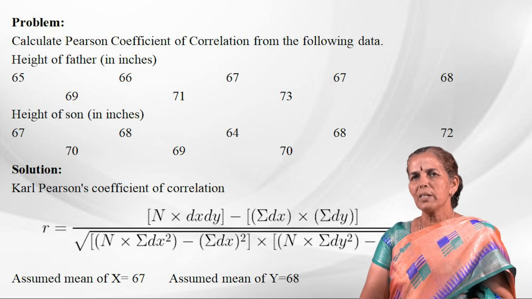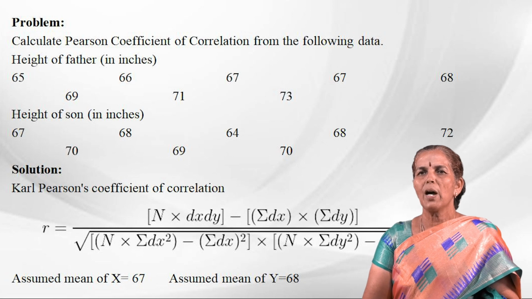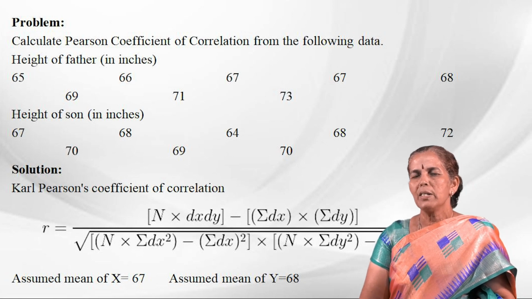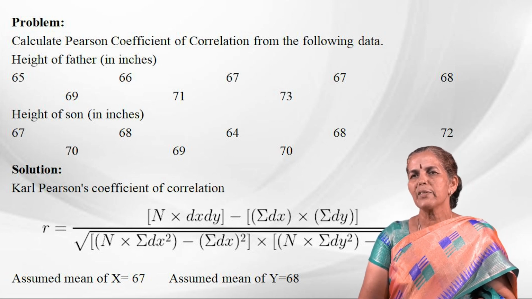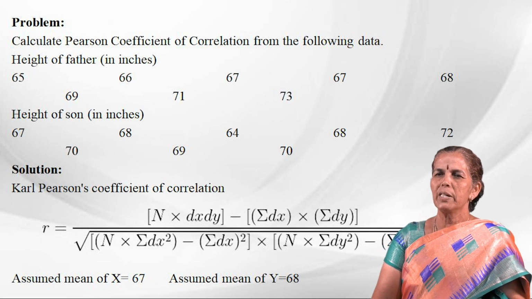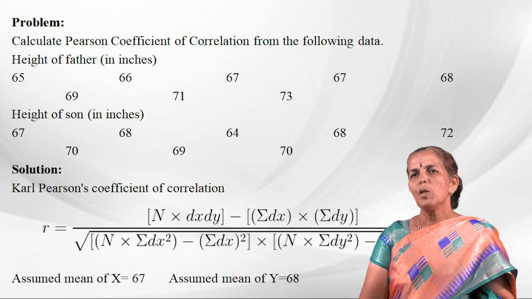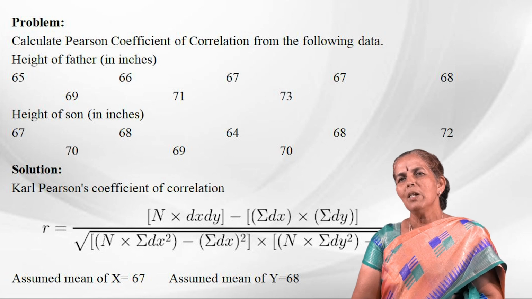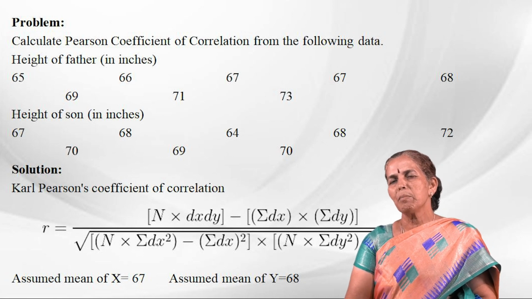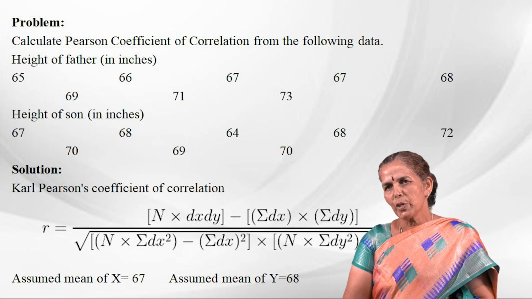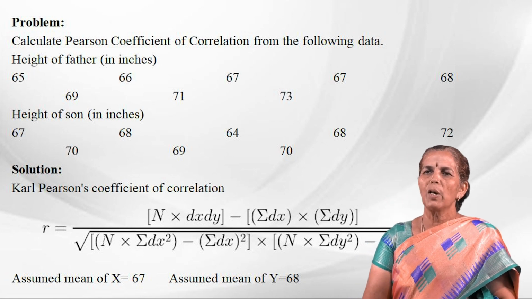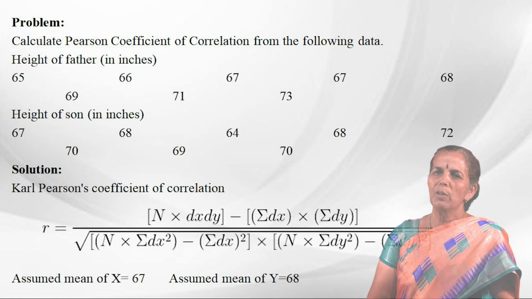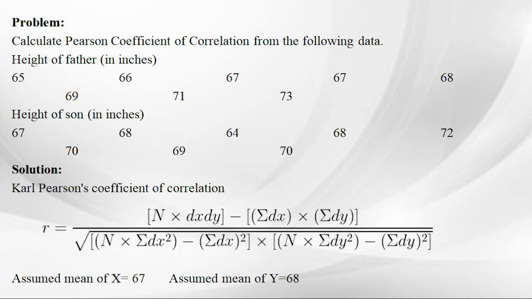Then we are using the formula, Pearson coefficient of correlation r equal to n into summation dx dy minus summation dx into summation dy, the whole divided by the square root of n into summation dx square minus summation dx whole square, into n into summation dy square minus summation dy whole square. We are using the assumed mean method.